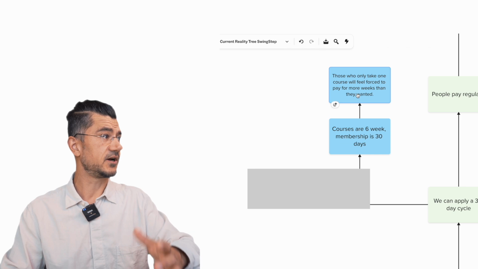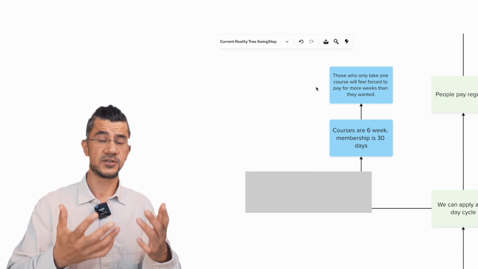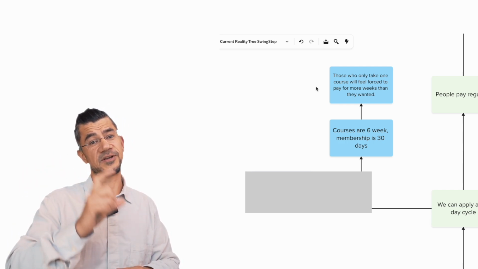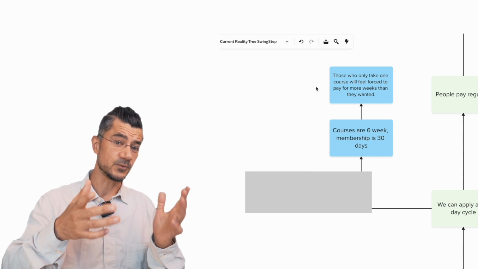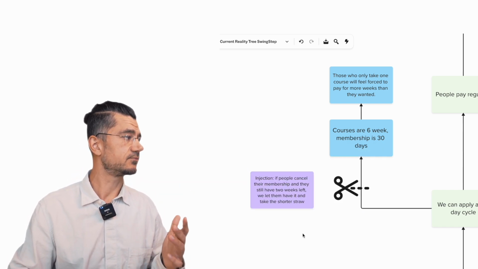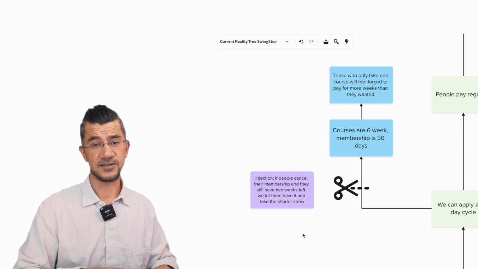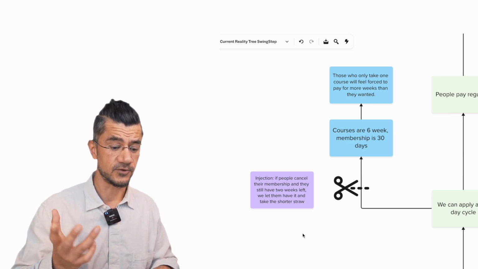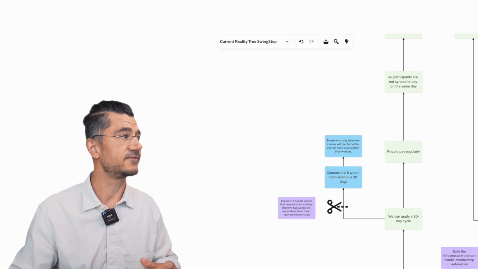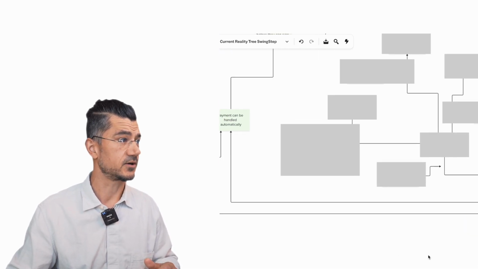So obviously, again, people who are only taking one course could feel forced to pay for 2 months instead of 6 weeks, so to say. So that was easy to trim. Just put in a policy that if you cancel halfway through and you have 1 week or 2 weeks left of your course, it's on us. So we took the shortest straw in order to benefit from all these other aspects of having a membership model.